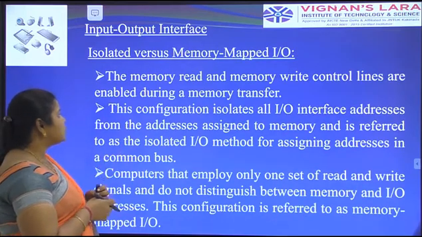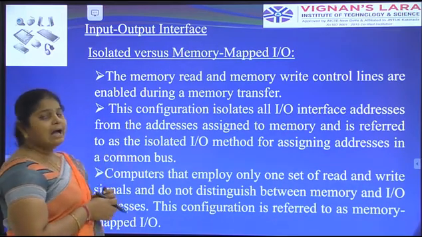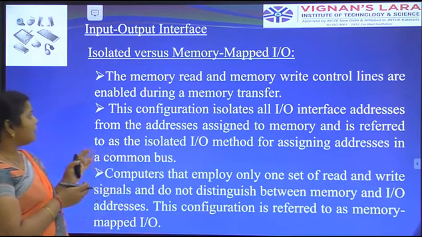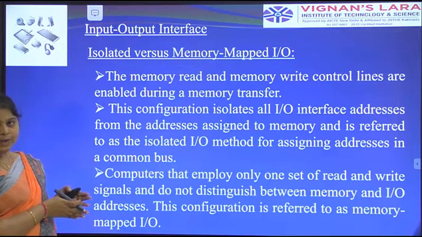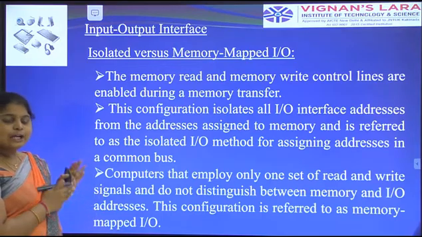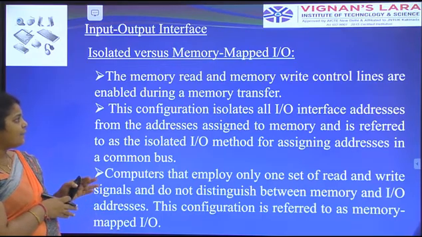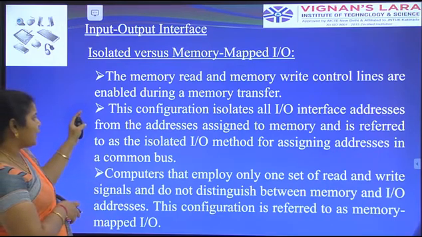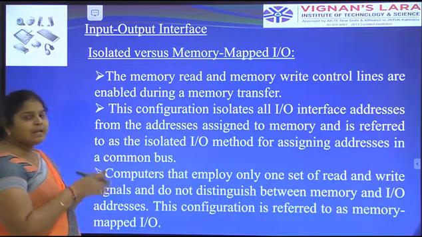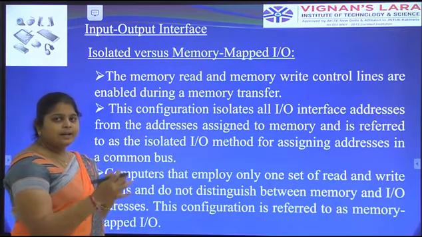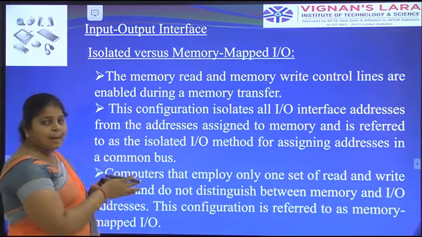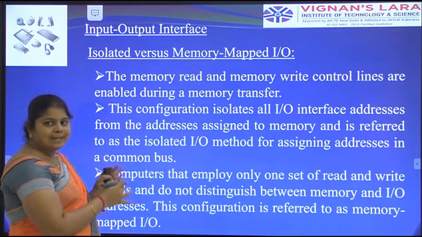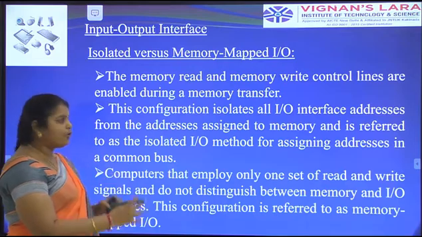Okay, coming to isolated versus memory mapped IO. We have two types of mapping IO: one is isolated IO and another one is memory mapped IO. The memory read and memory write control lines are enabled during the memory transfer. Whenever data is transferred, in isolated and memory mapped IO, in memory transfer we have to enable memory read and write operation for transferring of the data.